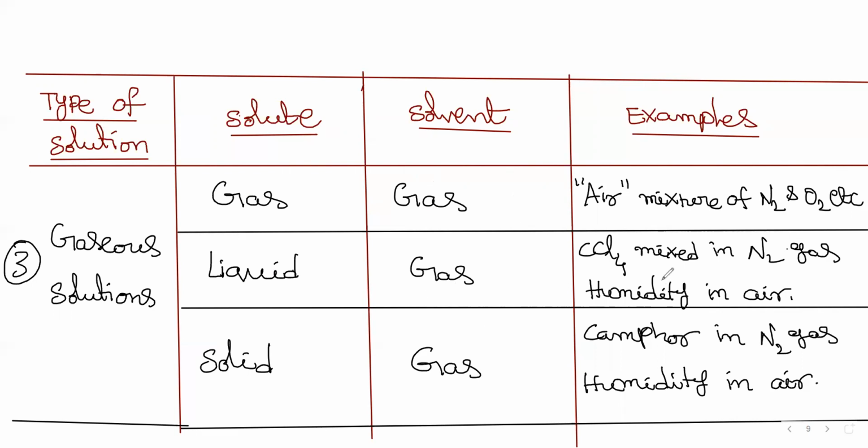And liquid in gas is carbon tetrachloride mixed in nitrogen gas, and you can have humidity in air. That is a case of liquid in gas. Humidity means the water vapor which is present in air. And solid in gas is camphor in nitrogen gas. So these are the examples that you have. Let's go to the next slide.